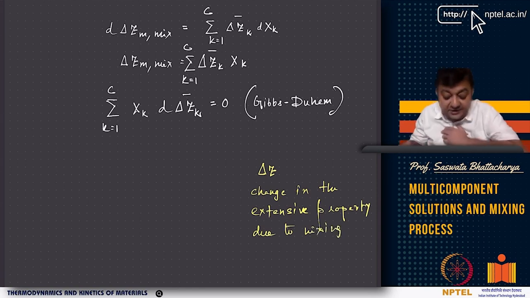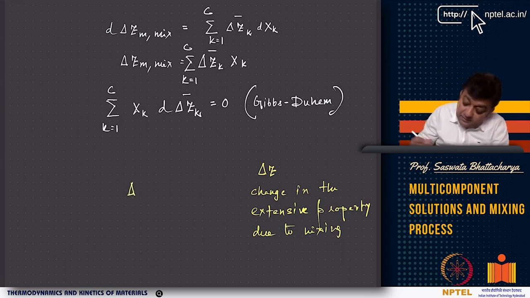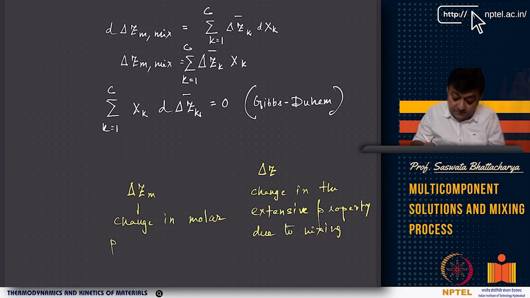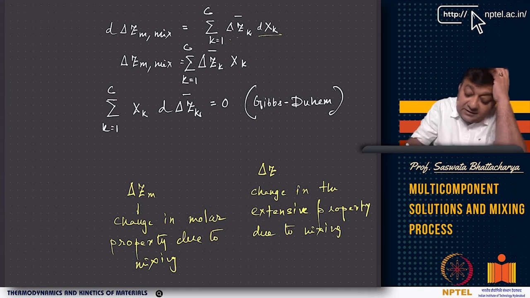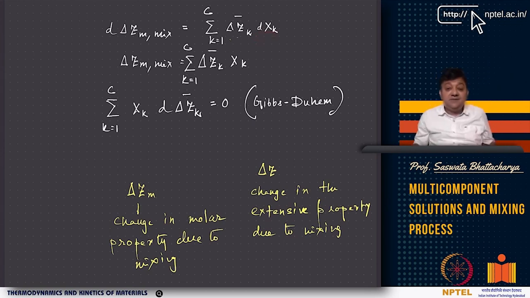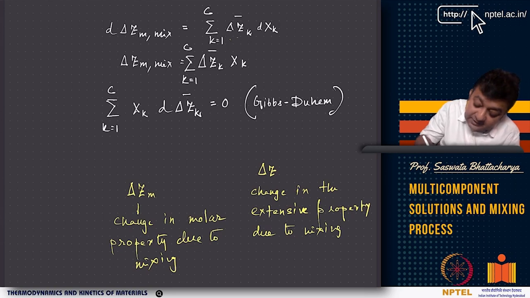So, therefore, just taking that, we can also write something called delta Zm, which is the change in molar property due to mixing. Okay, so if you do that, then the Gibbsian relation, you can see here, d delta Z mix equals the sum from k equal to 1 to c of delta Zk bar dxk. Instead of writing dnk that we wrote previously, now you can use dxk, right? And dxk basically means the differential of the mole fraction of component k. So, delta Zm mix, for example, is the sum of delta Zk bar xk, right?